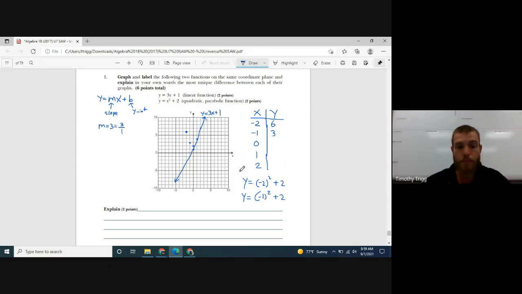Okay, right there. We could plug in 0. This one I could just maybe do in my head. What's 0 squared? Well, that's 0. 0 plus 2 is 2. And we already had that point, right? 0, comma 2, we already graphed that. That's the y-intercept.